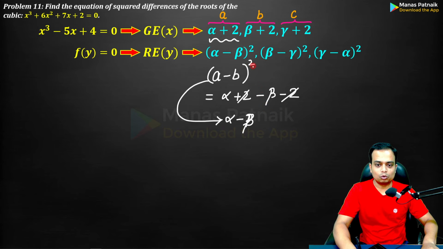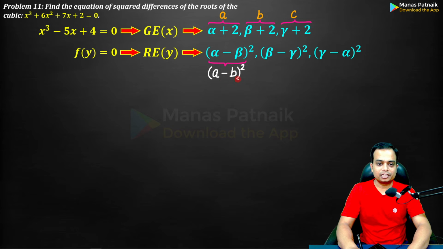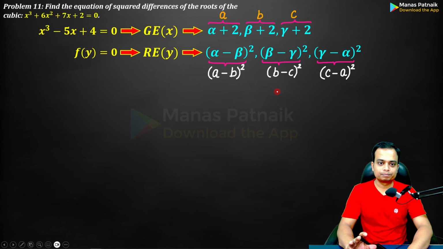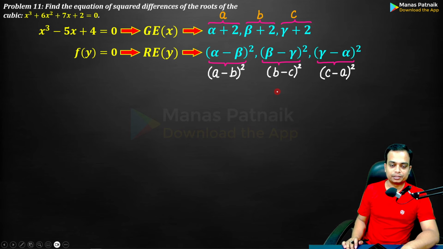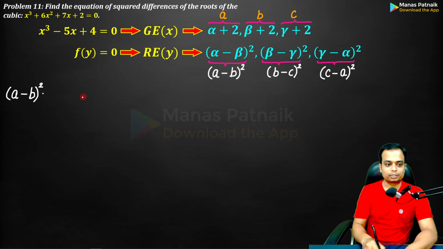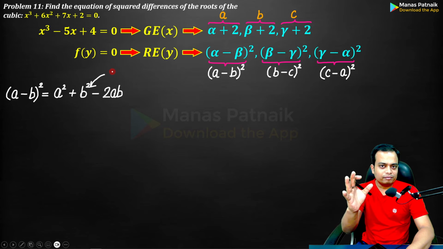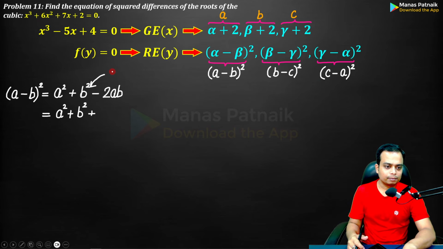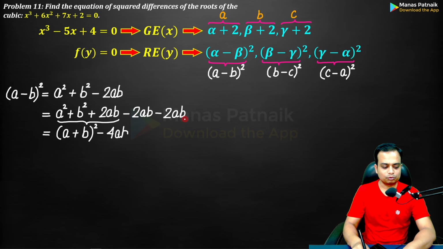In that case, A minus B whole square will be equal to alpha minus beta whole square. So alpha minus beta whole square can be written as A minus B whole square. In the same fashion, B minus C whole square, C minus A whole square. So far, so good. Now, let's start some serious business. What is A minus B whole square equal to? Expand it. This is something that we already know. Can we squeeze in plus 2AB and minus 2AB? Will it make any difference? No, sir. No difference whatsoever. This actually constitutes A plus B whole square, and that's minus 4AB.